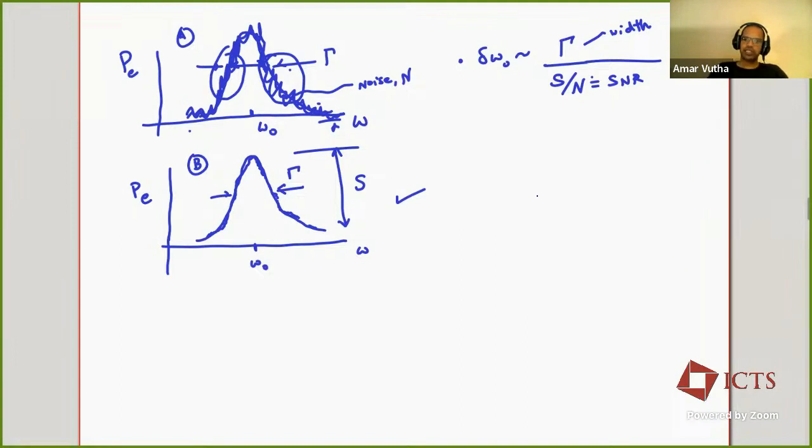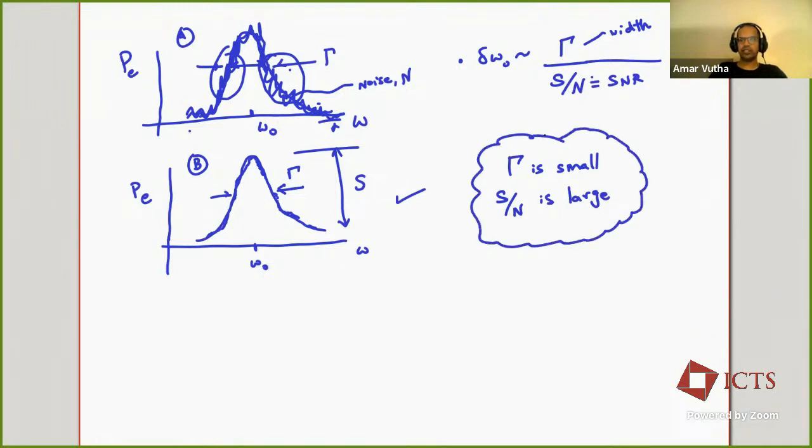Okay, so then what are your ingredients for making a precise measurement? Let's say you're looking for new physics and you'd like to measure this resonance frequency extremely precisely and accurately. What do you need to do? Well, you need to make sure that gamma is as small as possible. And you also need to arrange for your signal to noise ratio to be as large as possible. And that's essentially it. Okay, there's one more factor to it, which is picking the right kind of system. But once you pick the system, your task is to make gamma as small as possible and your signal to noise ratio as large as possible.